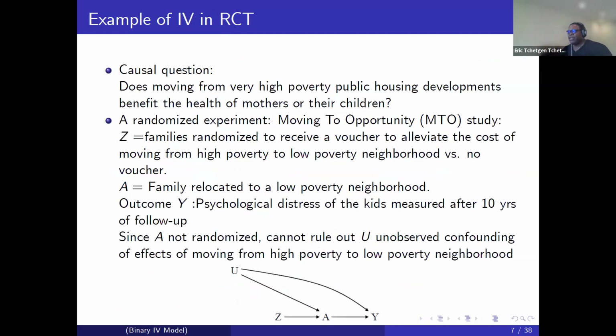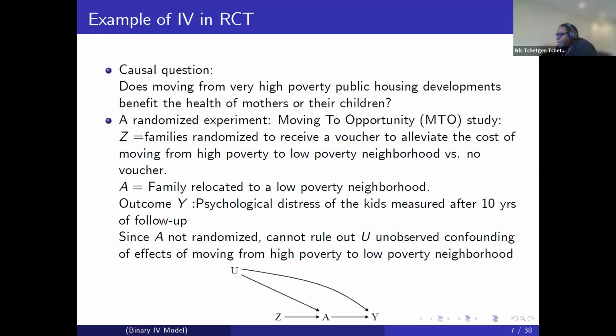So here are some examples of IVs. This is a cluster randomized trial, an RCT trying to answer the question, does moving from high poverty public housing developments benefit the health of mothers and their children? It was a randomized experiment, a moving to opportunity study, where the Z is the families being randomized to receive a voucher to alleviate the cost of moving from high poverty to low poverty neighborhoods versus no voucher. The treatment is whether or not the family relocated to a low poverty neighborhood. And the outcome in this case we were interested in was psychological distress of the kids measured after 10 years of follow-up.